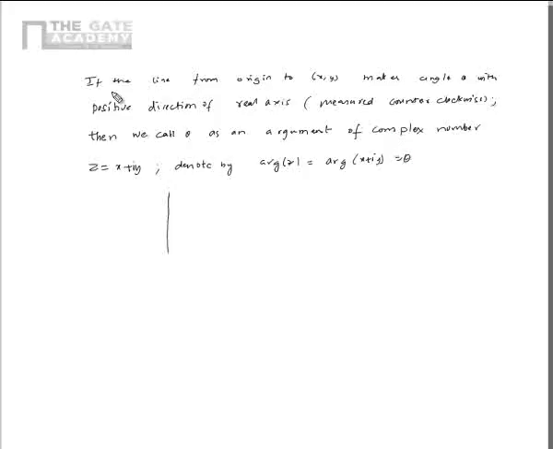So let me just explain. You have something like this. This is the origin. You have some point which represents x plus iy. Now the line joining the origin to x comma y, which represents a complex number, in the counterclockwise direction from the real axis, you have angle theta. So that is nothing but what is called the argument of this complex number.